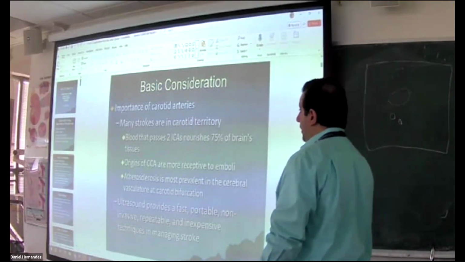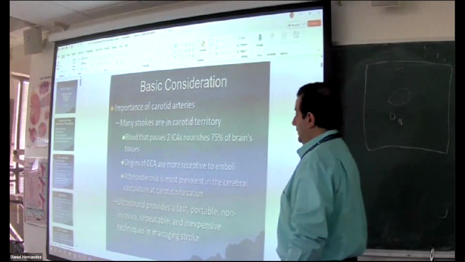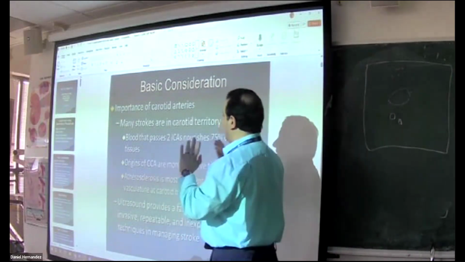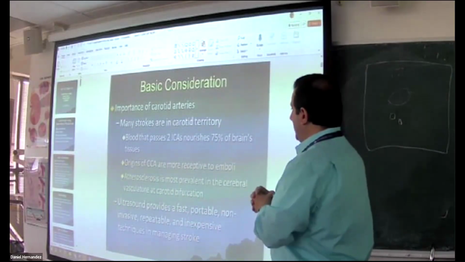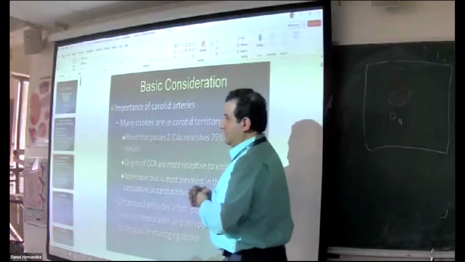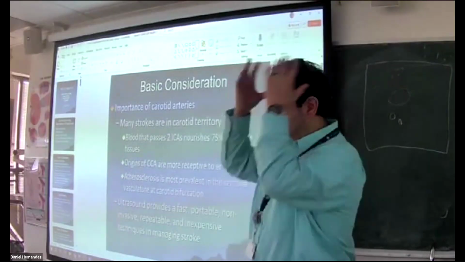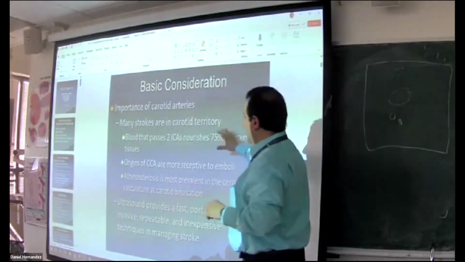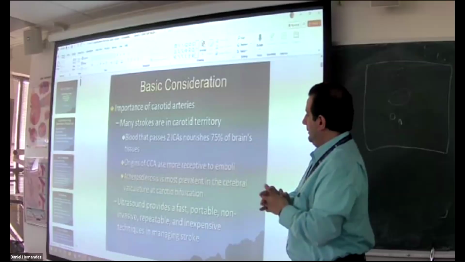So the importance of the carotid arteries. The majority of strokes, or many strokes, involve disease in the carotid artery territories. Blood that passes the two ICAs nourishes 75% of the brain's tissue. So again, three-quarters of our brain tissue is supplied by our two internal carotid arteries. So again, it's vital.